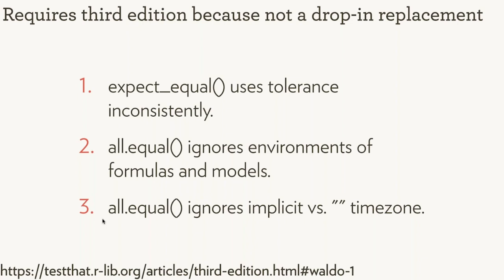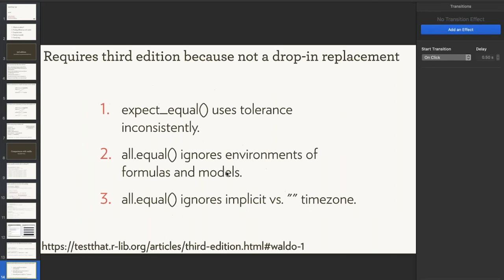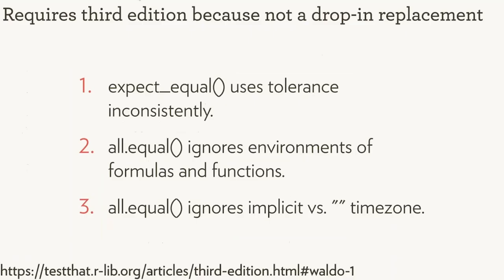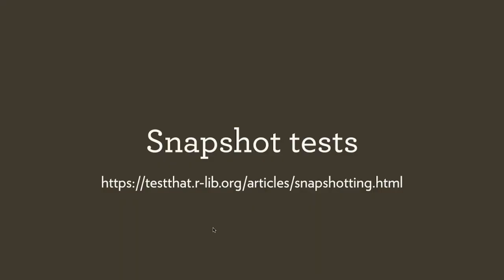But there are a few other small things, particularly if you're testing code in a modeling package. all.equal, which used to power expect_equal, ignores environments of formulas and models. Functions. Waldo does not, but it provides a couple of arguments to allow you to override that if you need to. And there are just a few other small things around POSIXct. So I think the behavior of Waldo is generally better. It's a little bit stricter, and when it fails, it will give you clearer results. But we can't just turn it on for everyone because it would break a bunch of tests. So you're going to have to deliberately opt into it. Okay, so that's Waldo. I think that's kind of the number one feature.